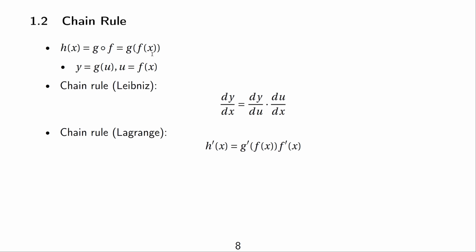So x is the input, and first we apply f to the input x and get some intermediate result. And then to this intermediate result, we apply the function g. Another way to write this is to write that h is a function that is g ring f, and that is the subsequent execution of functions. So I also hope you've seen this notation.